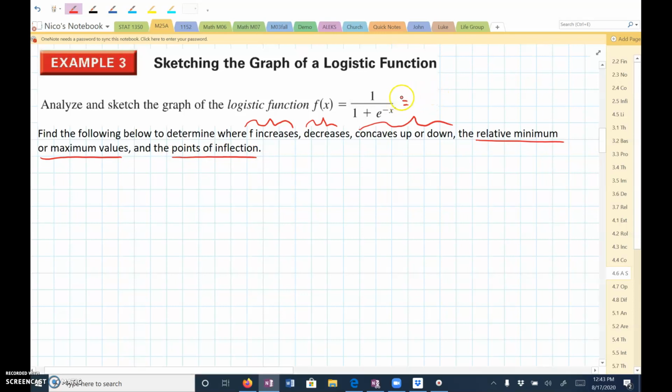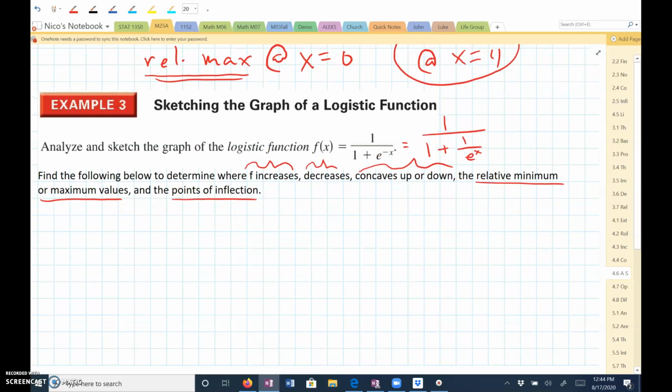So let's look at this function. We could think of this as 1 over 1 plus e to the negative x, or 1 over 1 plus 1 over e to the x. Okay? And no matter what, the domain here is going to be all reals. So, first of all, we know the domain of this function is all reals. No matter what you plug in for x here, it's going to be a real number.